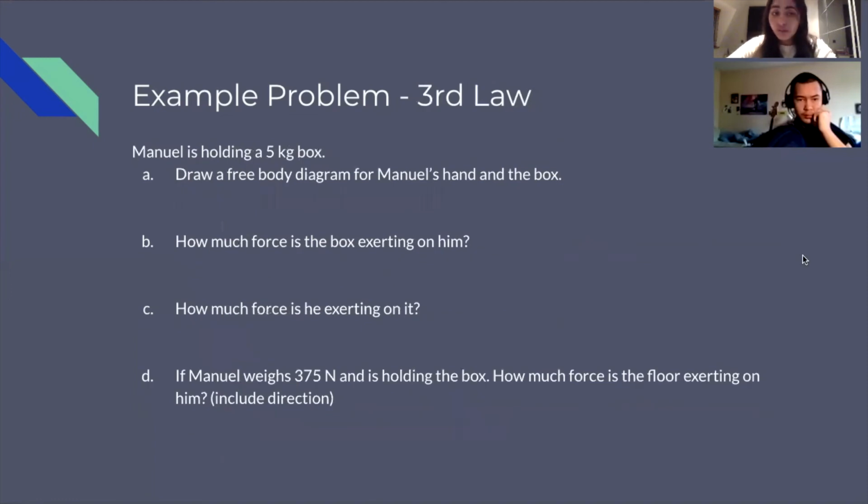And finally, the third law of motion. Manuel is holding a 5 kilogram box. First, draw a free body diagram for Manuel's hand and the box. Then, how much force is the box exerting on him? How much force is he exerting on it? And if Manuel weighs 375 newtons and is holding the box, how much force is the floor exerting on him? And include direction. So 5 seconds, pause, and give this a shot.